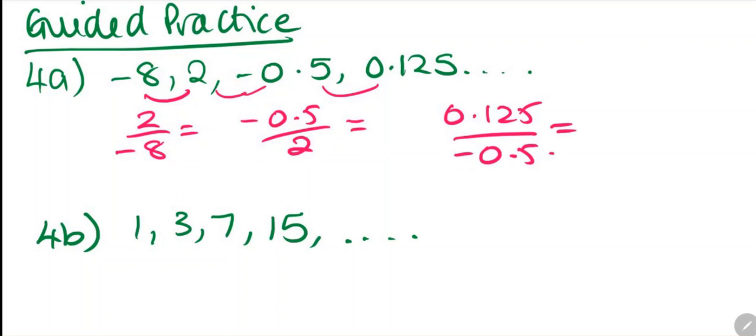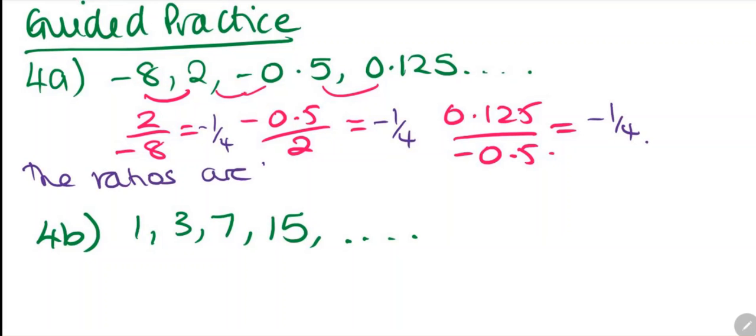So the first one we have -1/4. -0.25 divided by 2 is -1/4. And 0.125 divided by -0.5 is -1/4. The ratios are the same, all -1/4. So this is a geometric sequence.